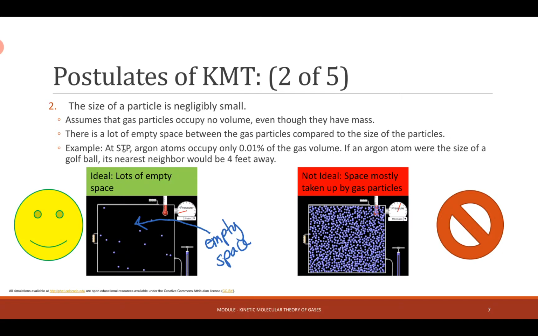And so just to give you an idea of how much empty space there really is, at STP, argon atoms occupy only 0.01% of the gas volume. And so if we scaled this up to macro size, then an argon atom, being the size of a golf ball, its closest neighbor would be like 4 feet away. So it's like they're socially distancing.